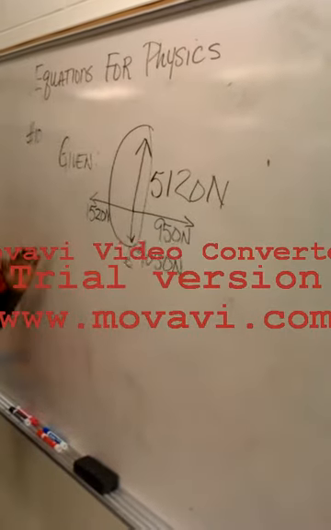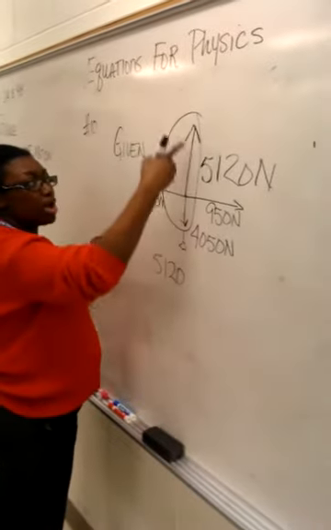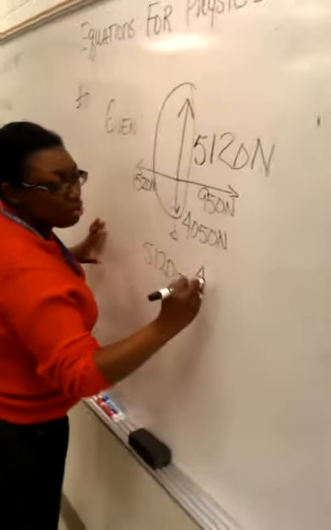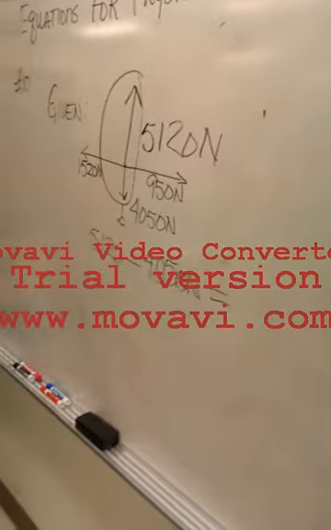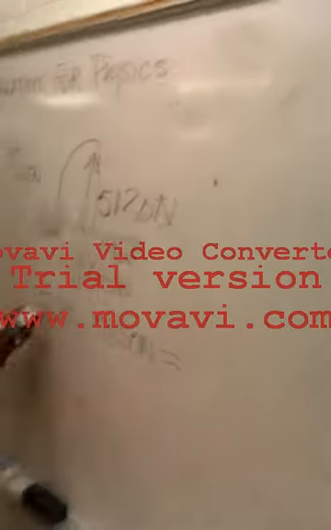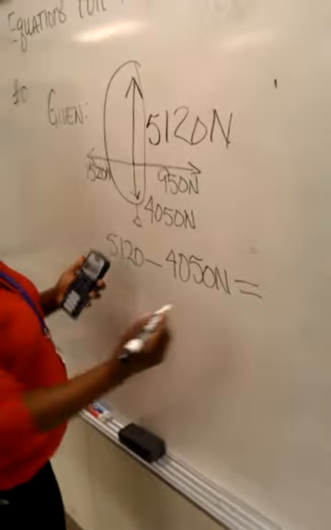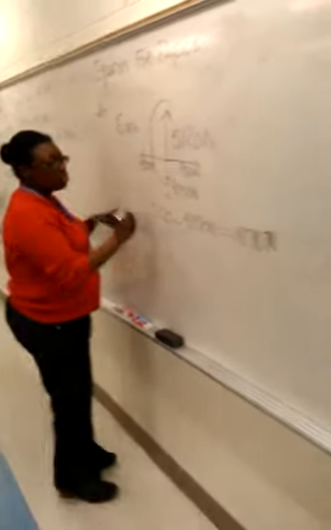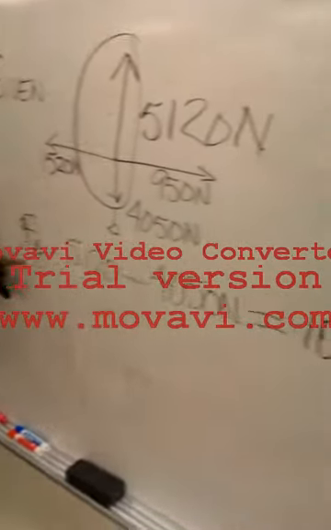Now remember, when we do anything dealing with vectors and we have more than one number on an axis, we have to do vector addition. So in this case, 5,120 is our positive axis for the y, and so we're going to subtract 4,050 newtons from that. And so this is going to be 1,070 newtons. Okay, so that's going to be my force in the y direction, or on the y axis.